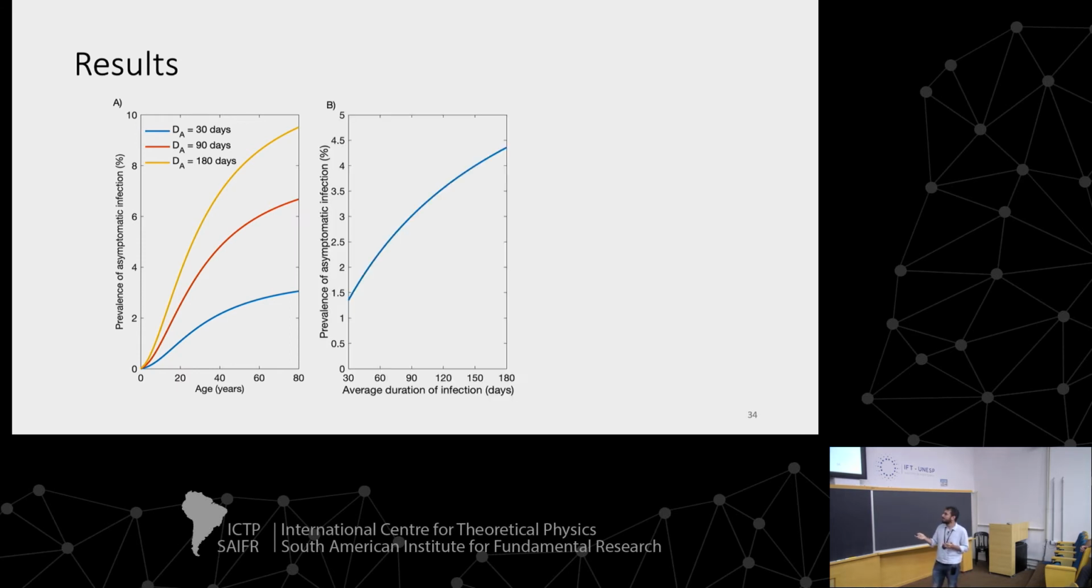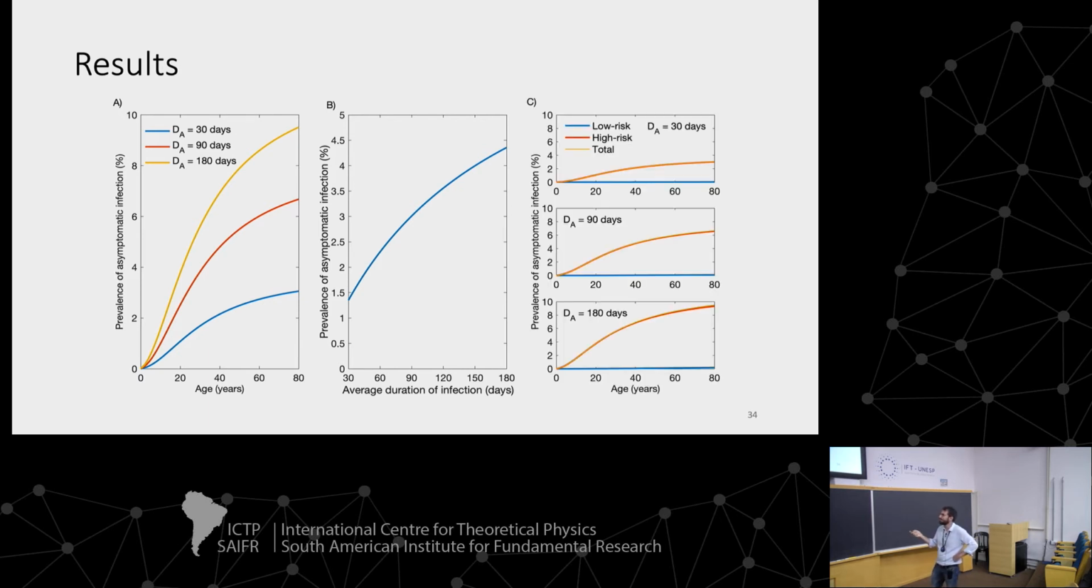in Brazil. We also can, instead of doing this, put those values on this axis and vary this from 30 to 180, and make an integral over this curve and calculate the prevalence in the whole population. So from 30 to 180 days, we vary the prevalence of asymptomatic infections from 1.5 to around 4.5%. This is mainly due to the high-risk group. In the low-risk group, there are almost no asymptomatic infections.